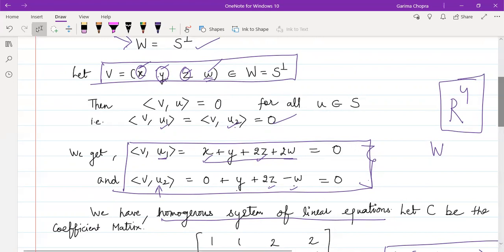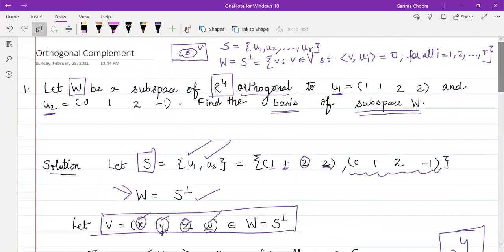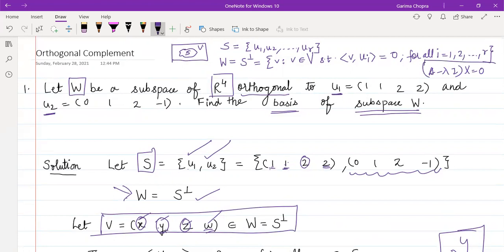In the same manner, we find the eigenbasis, because when we find the eigenvectors, then also homogeneous systems of linear equations are involved. So the eigenspace is also the set of all solutions of a homogeneous system of linear equations of the form (A minus lambda I) x equal to 0. So that is also like this. So in this way, we can find the basis of the orthogonal complement.